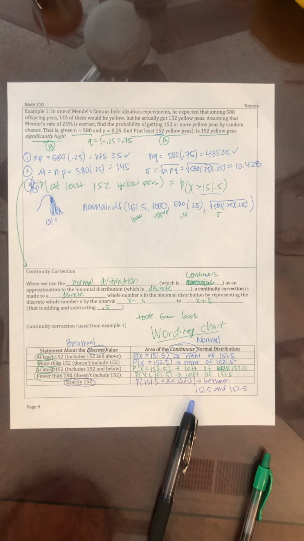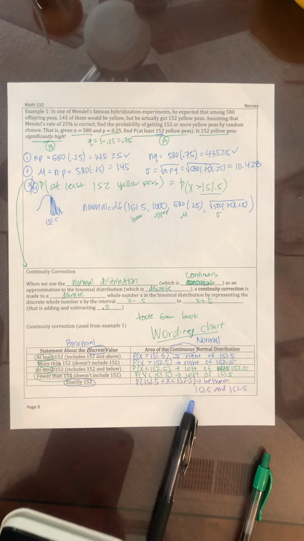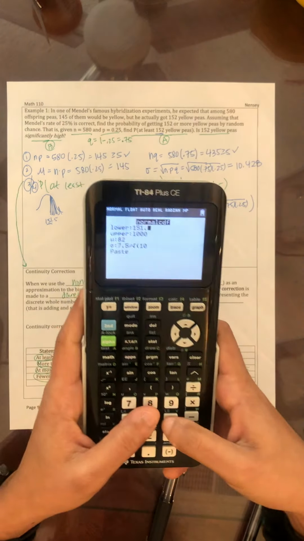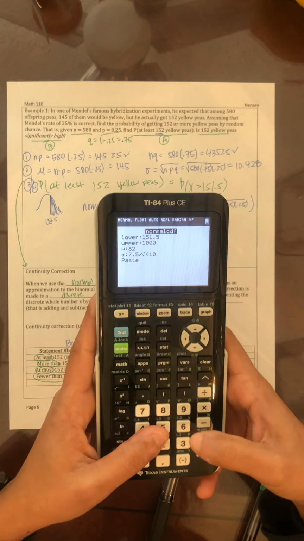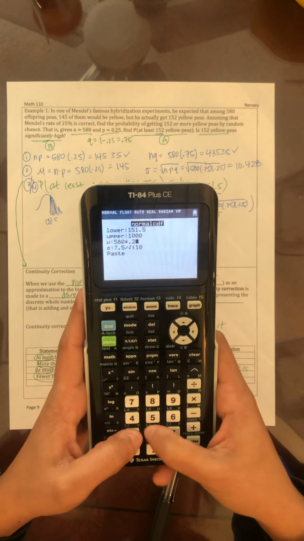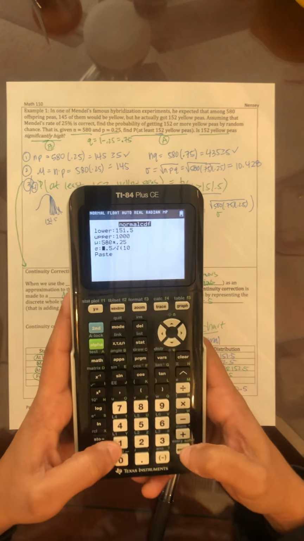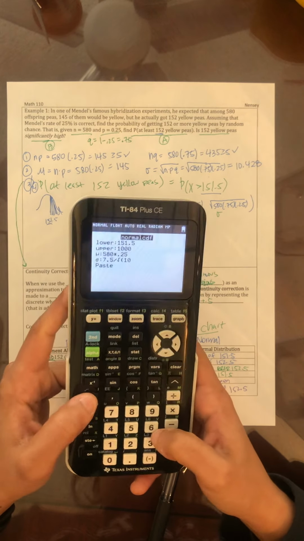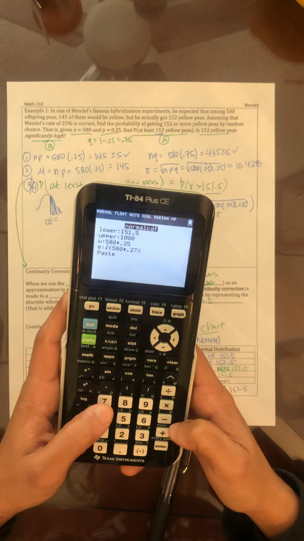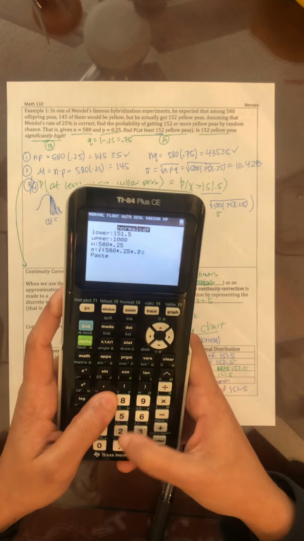Okay, and I'm going to go ahead and use my calculator, and I'm going to round to how many decimal places? 3. So 151.5, 1,000, our mean was 580 times 0.25, and I just have to type that in there, it's kind of nice, times the square root of 580 times 0.25 times 0.75.